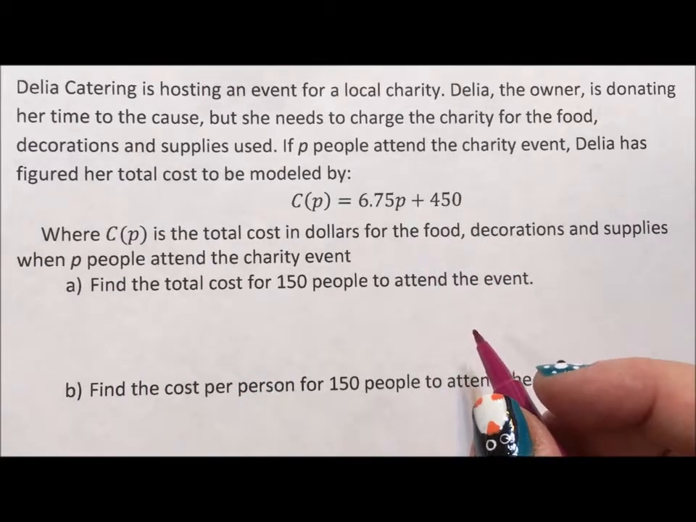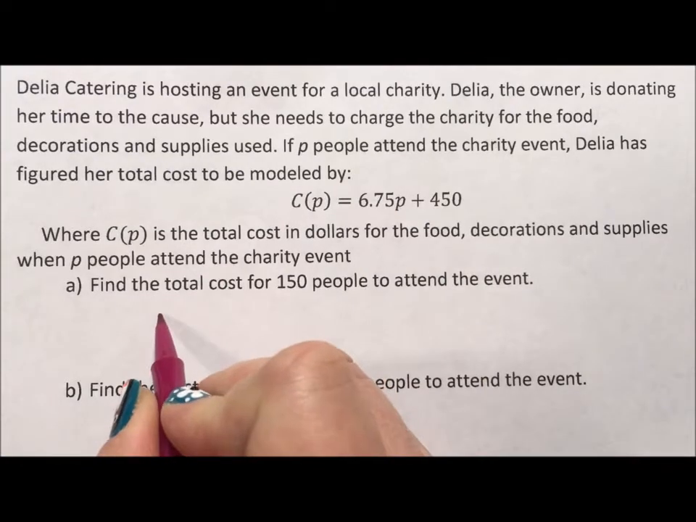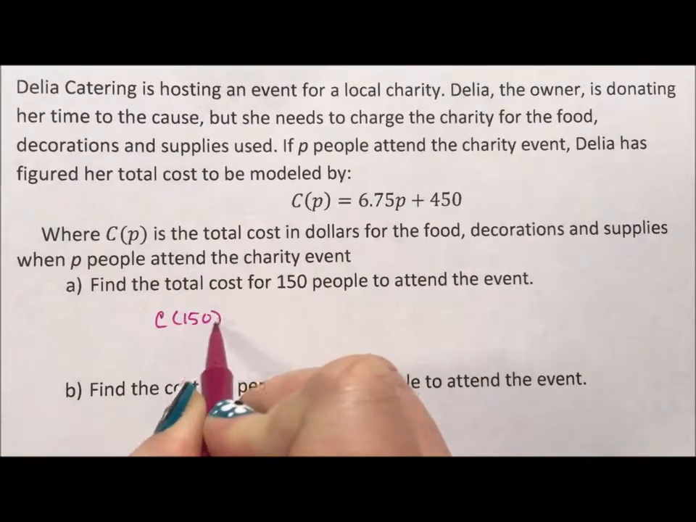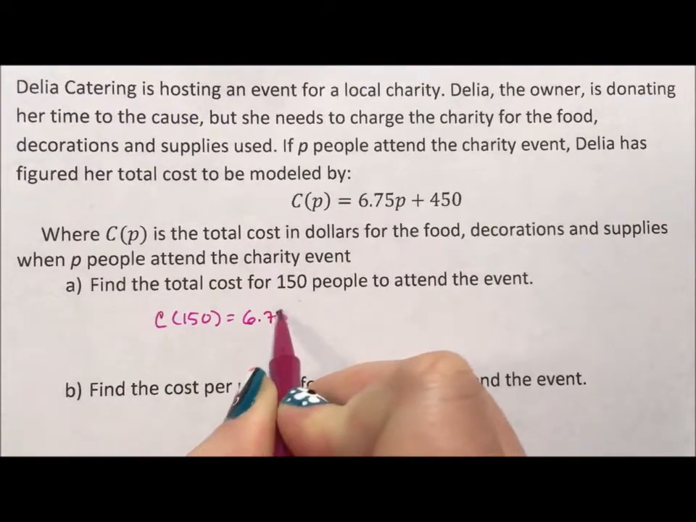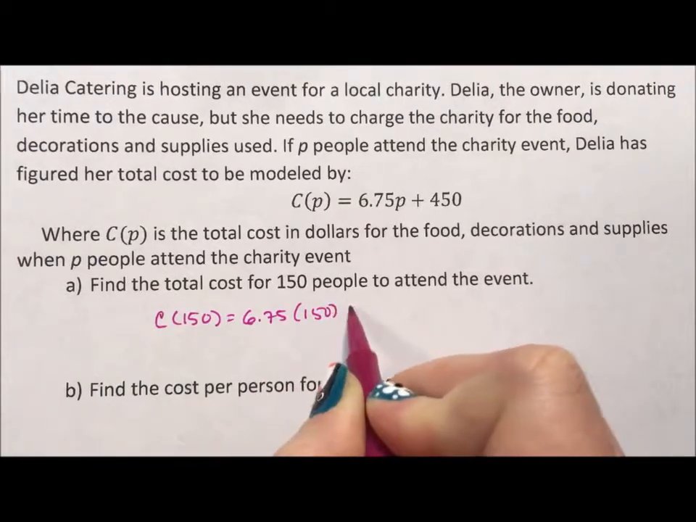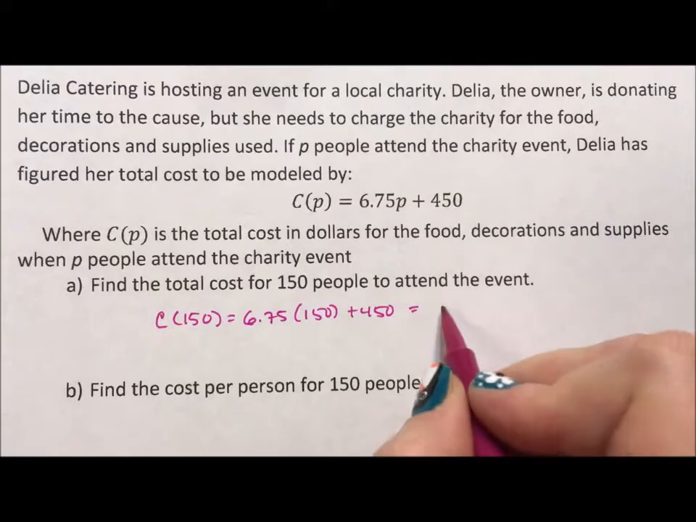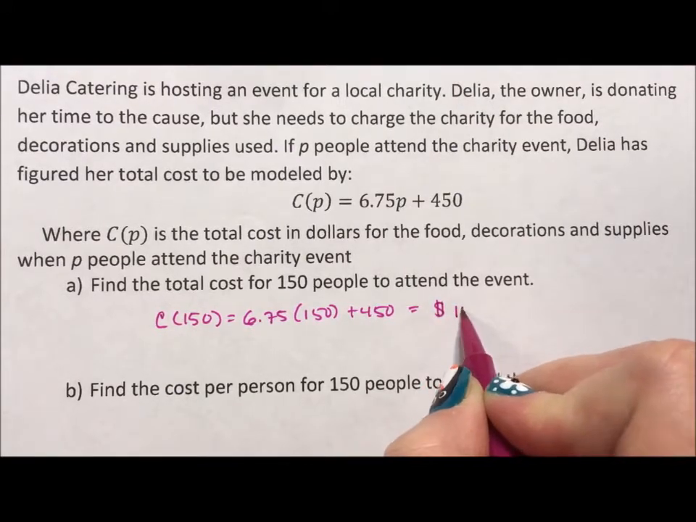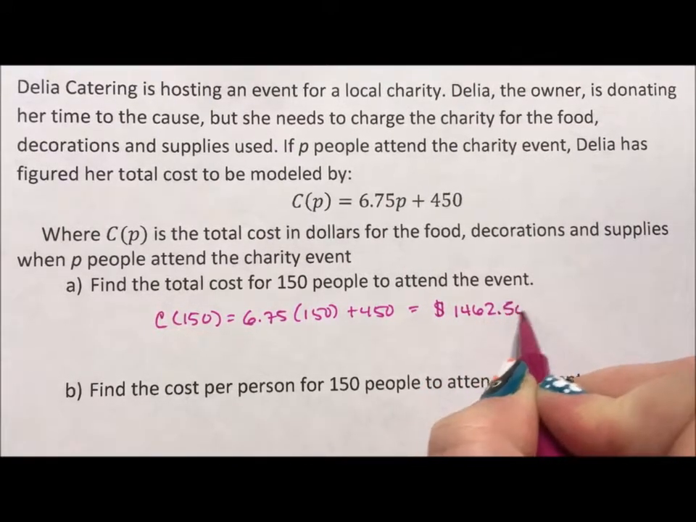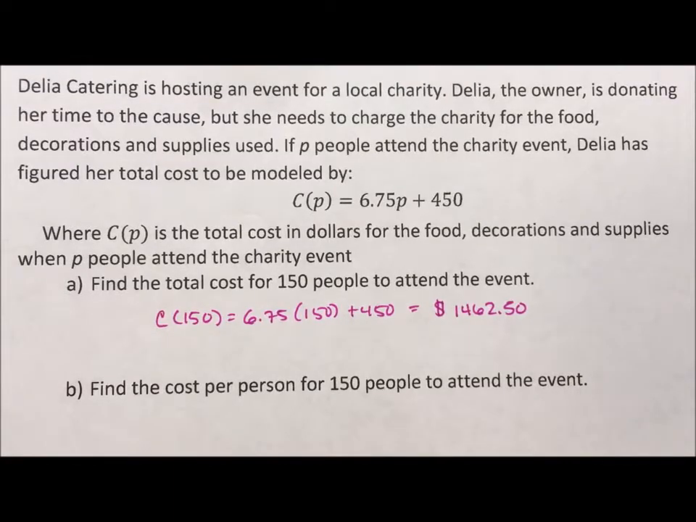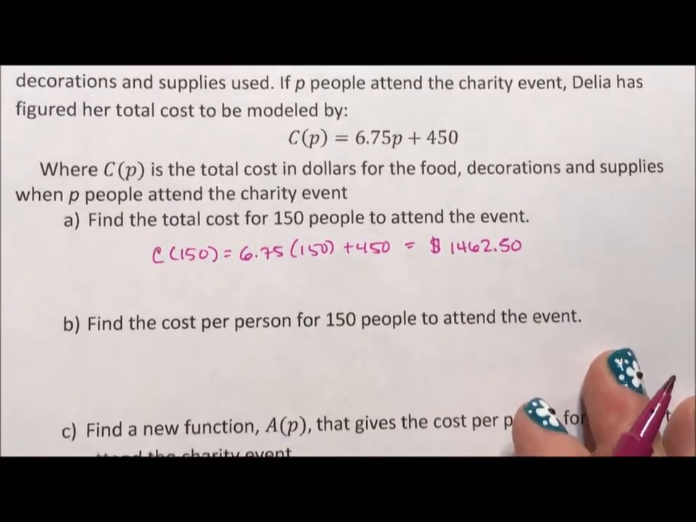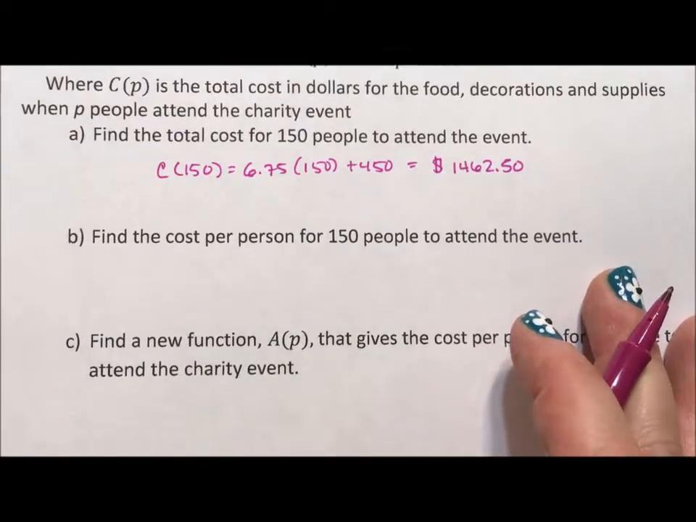All right, so find the total cost for 150 people. C of 150 is 6.75 times 150 plus $450, which is going to be $1,462.50.